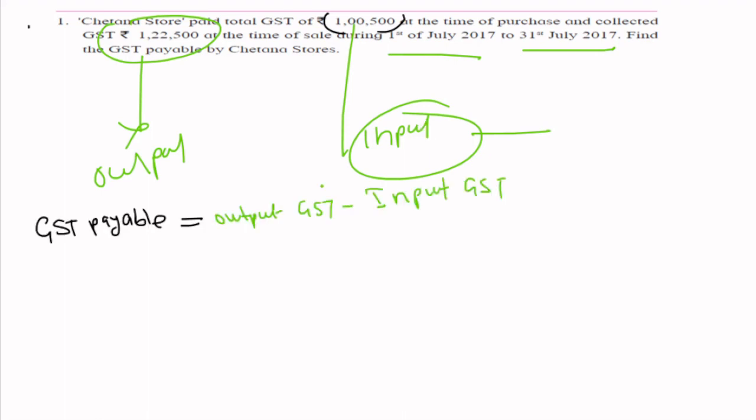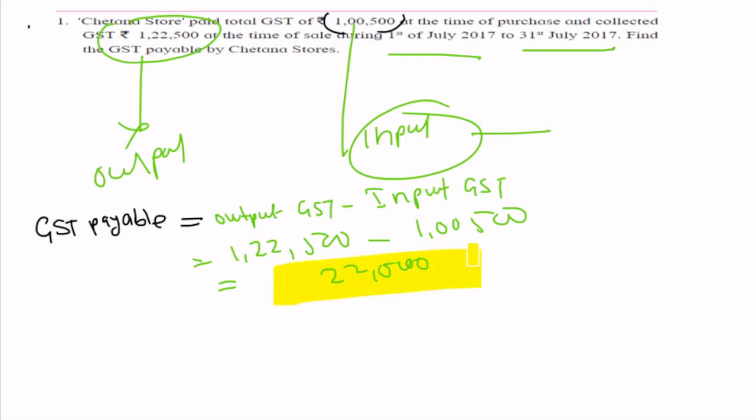Let's solve it. So GST payable is equal to output GST minus input GST. Why output GST? Because he must be collecting more, right, including his input. So output GST in this case 1,22,500 minus input GST 1,500,000, and if you subtract, you will get 22,000, and the 22,000 rupees he cannot keep with himself. He has to pay that much to the GST body, otherwise you have to pay a penalty.